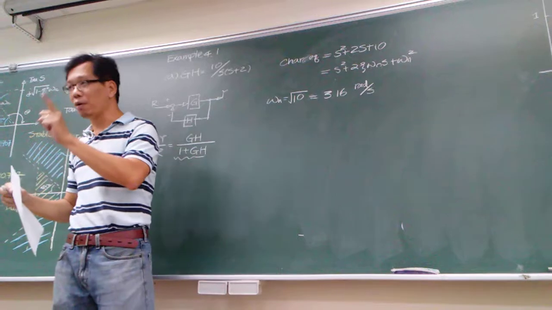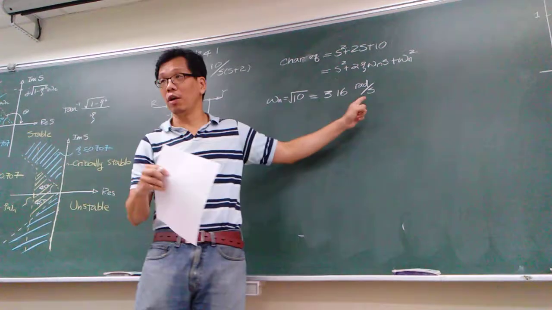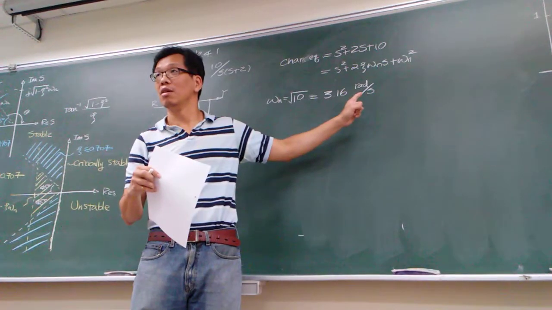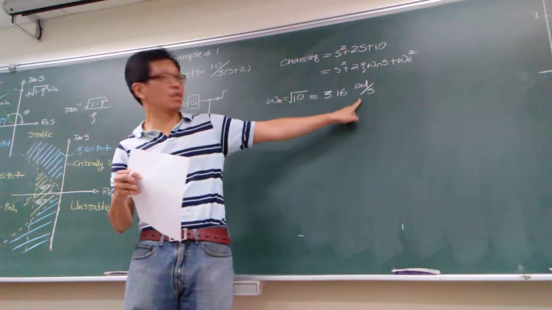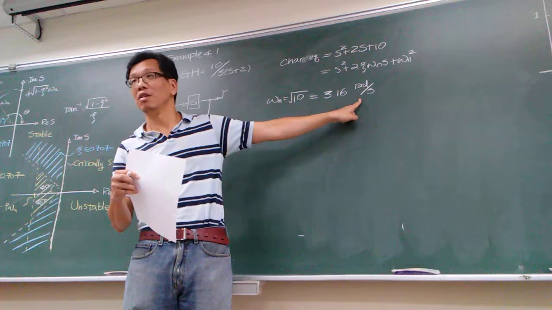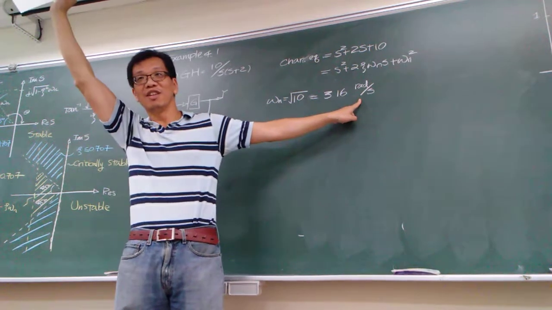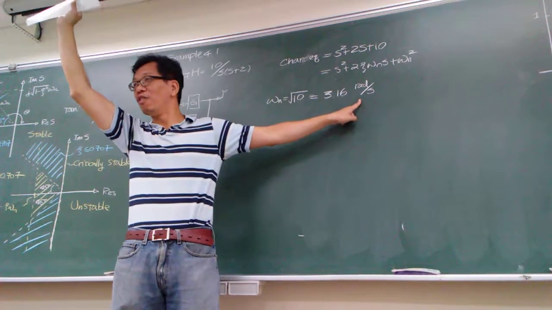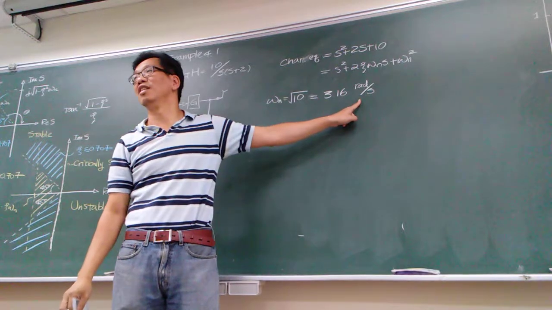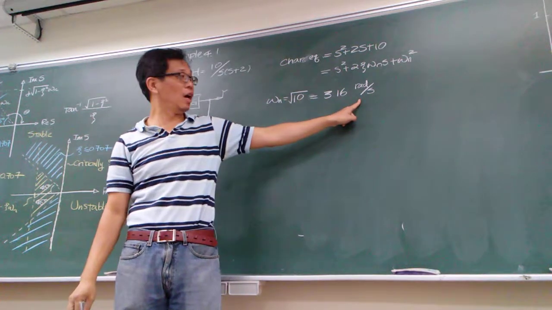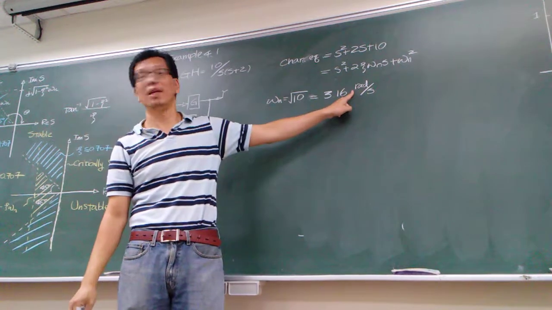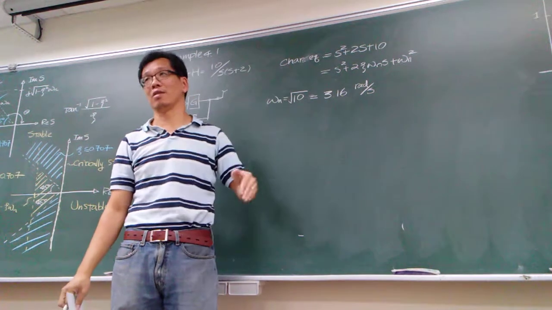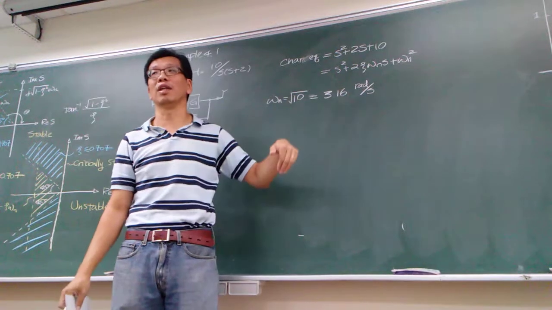One thing important to you guys is this 1 hertz. Is this unit hertz? No, it's not. If you want to use hertz, you need to divide this number by 2 pi. This is radians. Hertz is 1 over s. So this is radians, so you need to divide it by 2 pi.